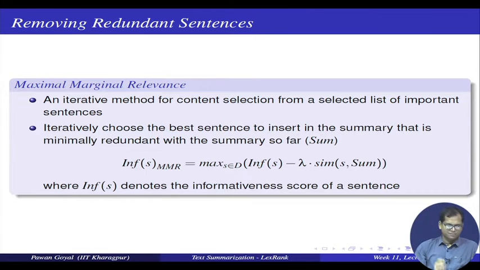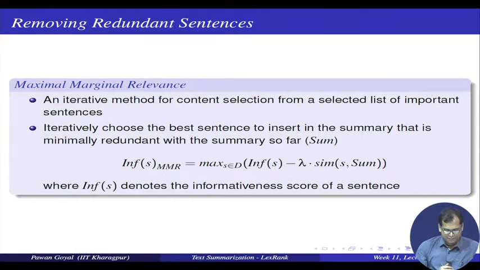So what is the idea? You iteratively choose the best sentence to insert in the summary that is minimally redundant with the summary so far. Okay. So among all the sentences in the document, take the informativeness of the sentence minus lambda times the similarity of the sentence with the already existing summary, and whichever gives the highest value is included in the summary.